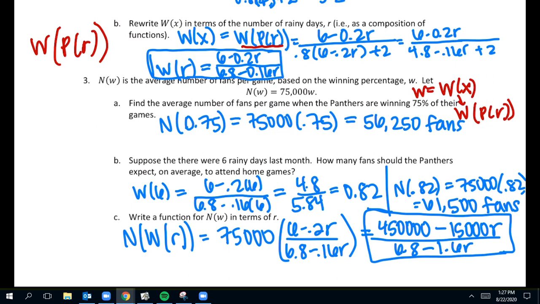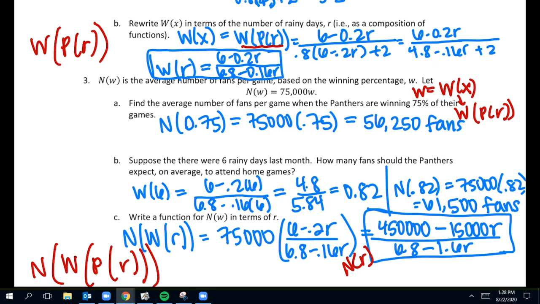So again, N of W in terms of R, W is P of R. And so in the end, what we can do is write, basically this is all one big function. We have N of W of P of R was how it all kind of came together. And what I could do in the end is I could just rewrite this as N of R.